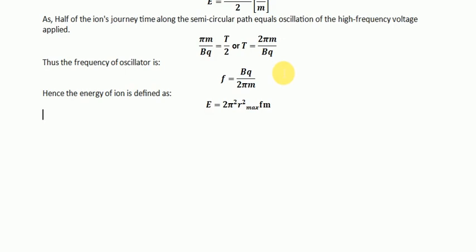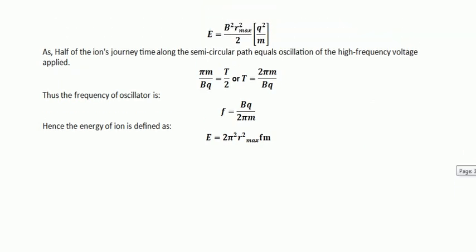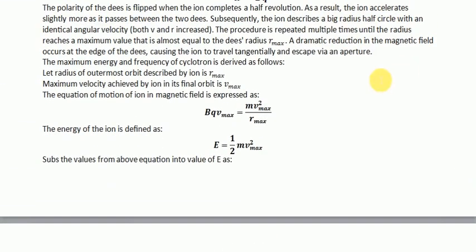It keeps doing this until it reaches the maximum radius, which is called R max. So let the radius of the outermost orbit described by the ion be R max. The maximum velocity achieved by the ion in its final orbit is V max. The equation of motion of the ion in the magnetic field is expressed as Bq V max equals m V max squared by R max.